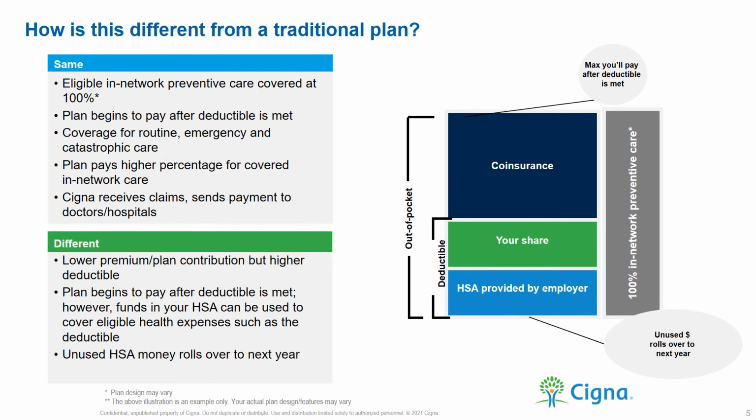How is an HSA plan different from a traditional plan? Well, these plans usually come with a lower premium or plan contribution, but do have a higher deductible to meet before your plan coverage kicks in. However, they also come with the health savings account, which traditional plans do not come with, which holds the monies within that, again, you can use on your health care and medical out-of-pocket costs.